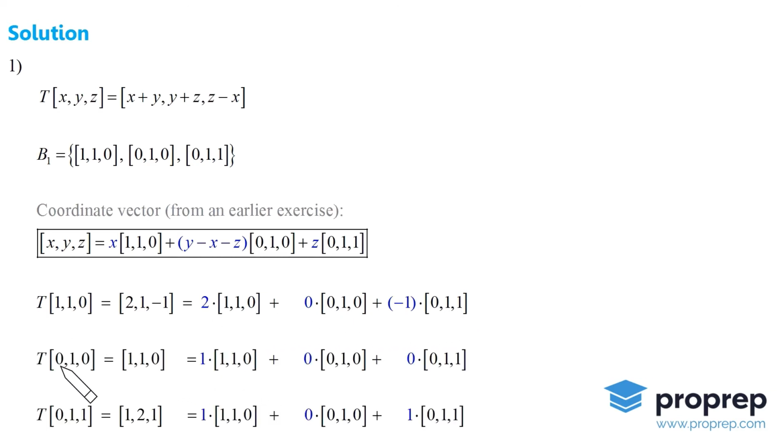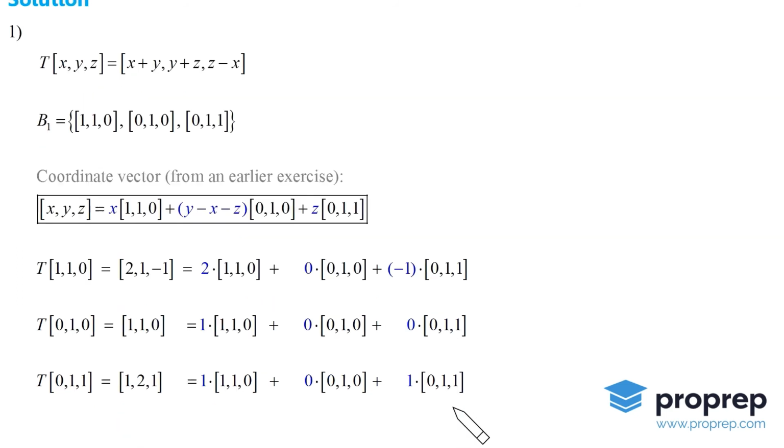Similarly for the second, we take the image of it under T, what T does to it, sends it to 1, 1, 0 using this formula, and then we break this up using this into coordinates relative to the basis B1, and same thing for the third vector, the 0, 1, 1. I'll leave you to check.